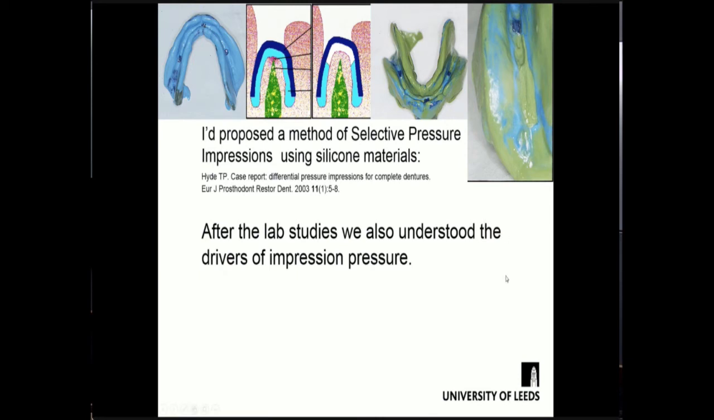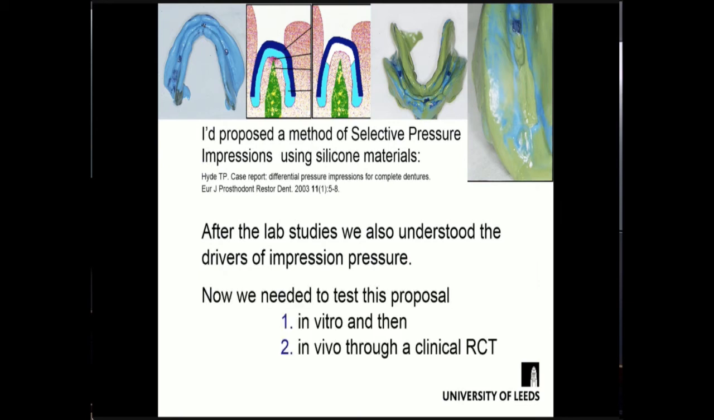So after the lab studies, we knew how to do, or we thought we knew how to do differential pressure impressions, but there's a lack of link between what we found in the lab messing around with measuring pressures and what we'd find clinically. We thought this would be possible, but we wanted to show in vitro pressure measurements of this technique, and then we wanted a clinical randomized controlled trial. So in vitro, this is a patient who has a prominent mental foramen on the denture bearing area of the lower arch.